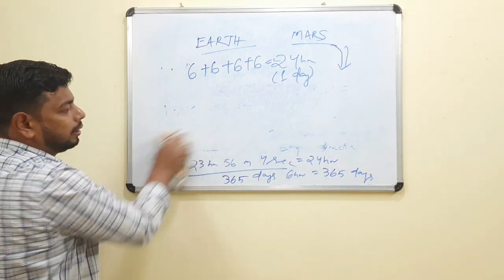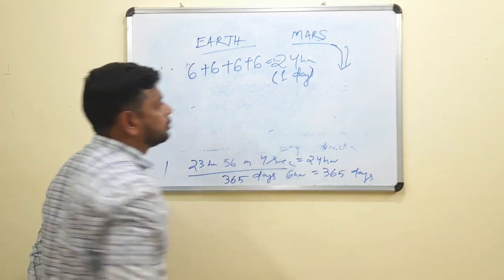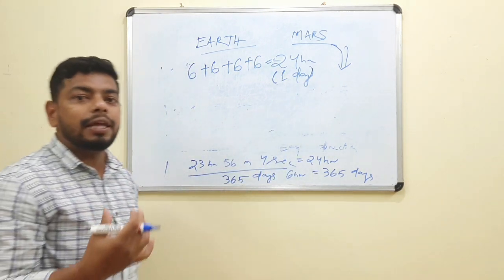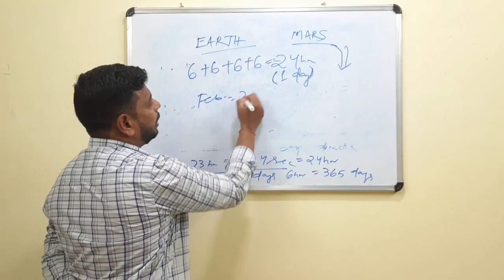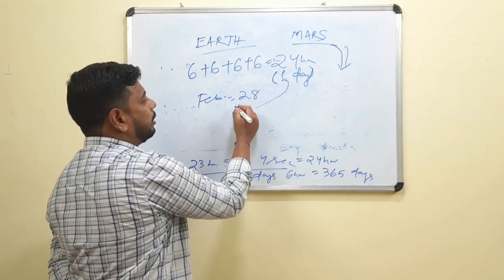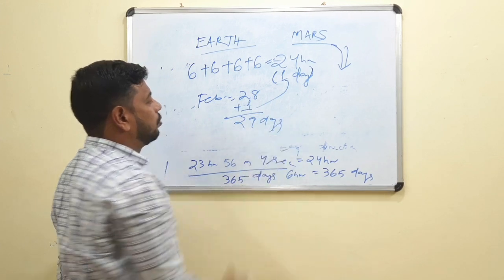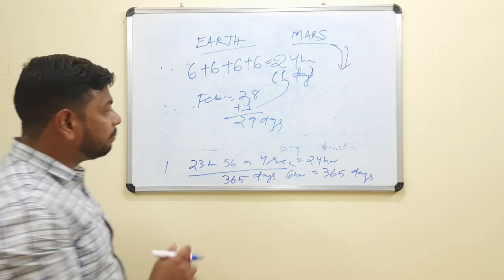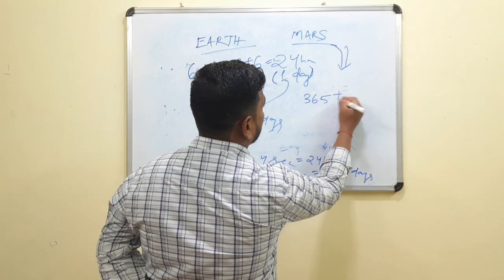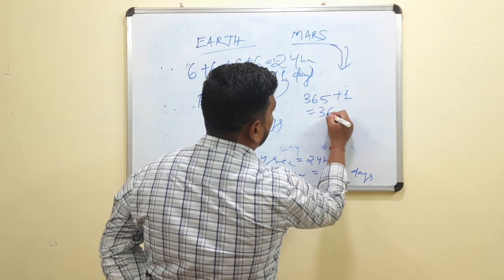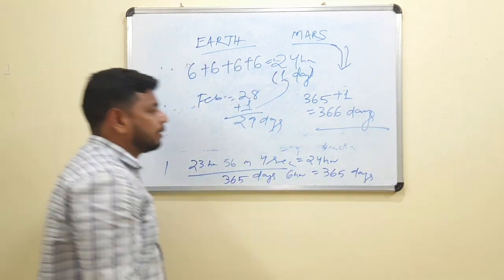Fine? So the least number of days in a year is in February, 28 days are there. That day we add. Okay, so in a leap year also we add, 365 plus 1. So in a leap year 366 days are there.